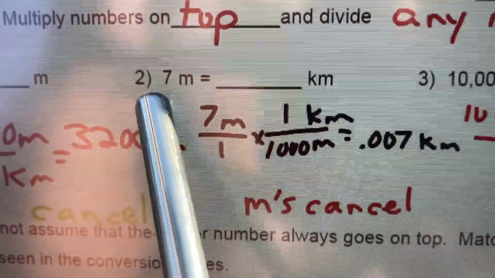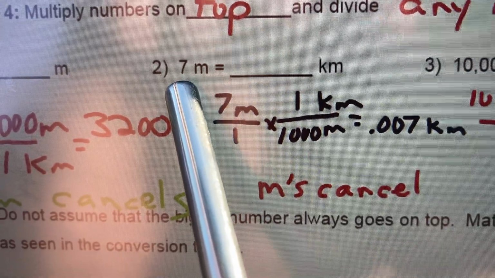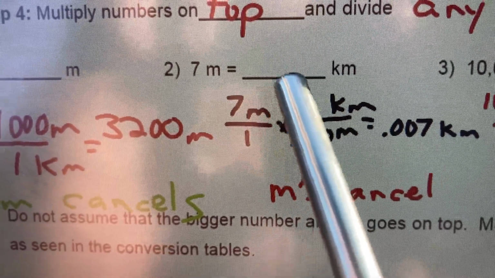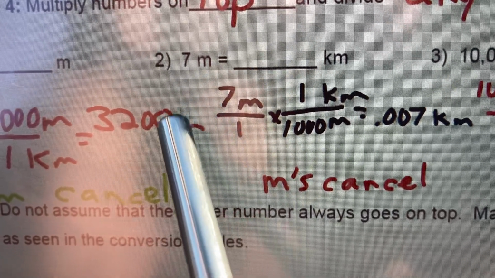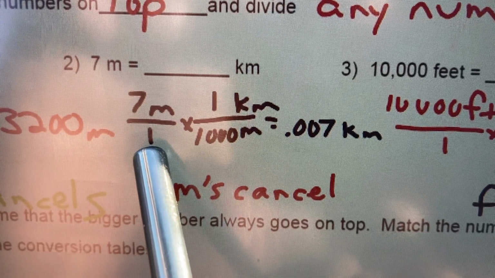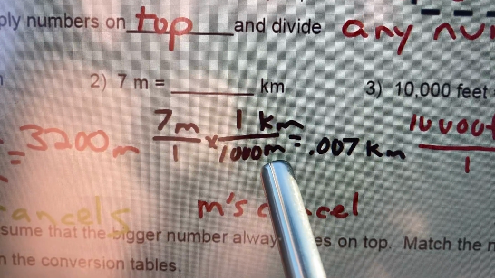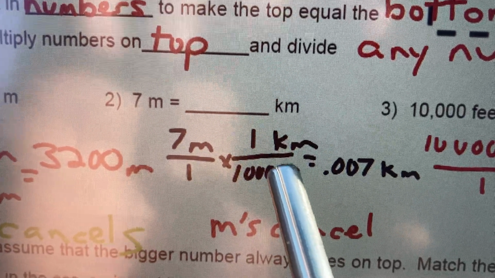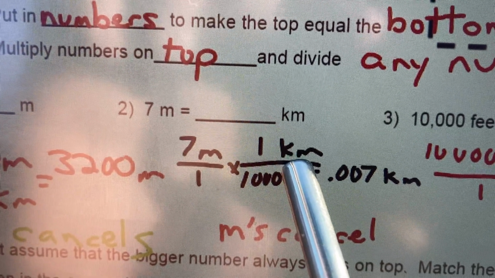Problem number 2, we want to convert 7 meters into kilometers. Now 7 meters, that's kind of small. That's only like 7 yards. Kilometers, that's huge. So we're going to have just a tiny fraction of a kilometer with 7 meters. So let's figure this out. We write down what we're given, 7 meters, and we put it over 1. That's step 1. Step 2, multiply by a fraction with meters on the bottom to cancel out the old unit meters, and then the new unit on top, kilometers. And then we put in the numbers.